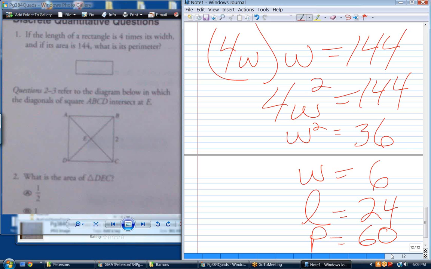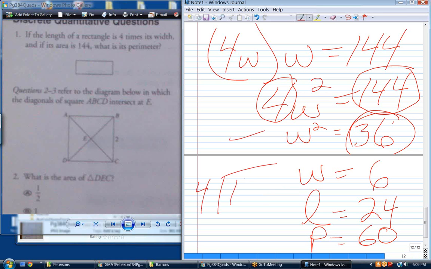Now, when you're dividing 144 by 4, it's kind of helpful to have in your thought process the fact that whatever that answer is, it's going to be a perfect square, because we know we're going to have to take the square root of it. You might get started, and as soon as you get to 3, you know the next number has to be 6, because the only perfect square is 36.